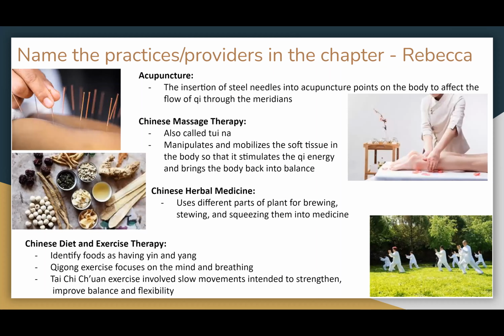Next is Chinese herbal medicine, which uses different parts of plants for brewing, stewing, and squeezing them into medicine. Lastly is Chinese diet and exercise therapy. The Chinese diet therapy identifies food as yin and yang. And the 2 forms of Chinese exercise therapy include Qigong, which focuses on the mind and breathing, and Tai Chi Chuan, which involves slow movements intended to strengthen your body as well as improve balance and flexibility.